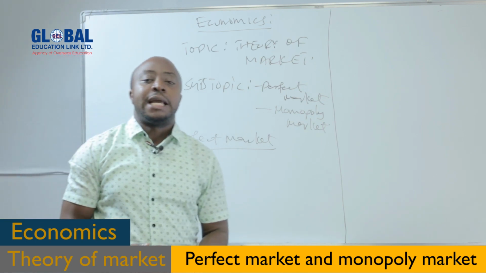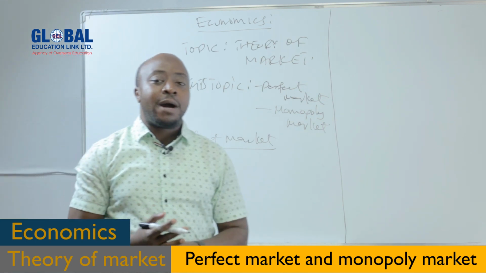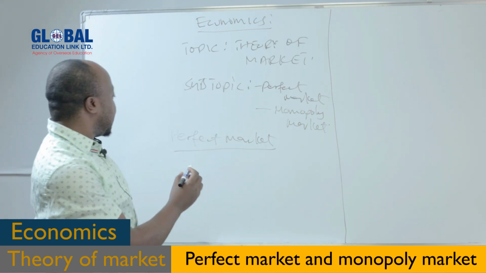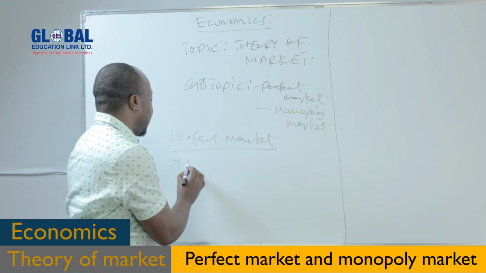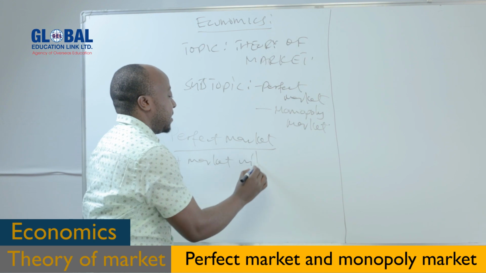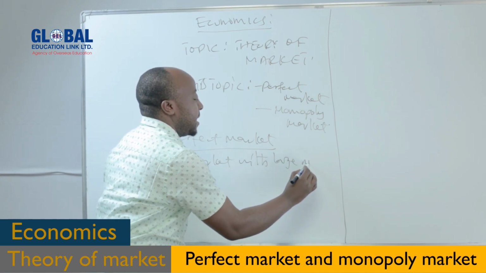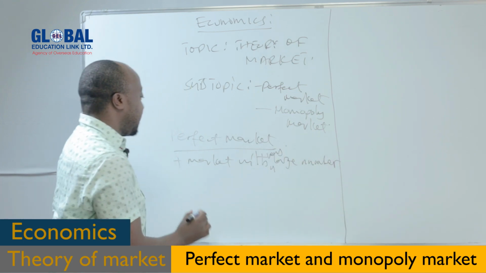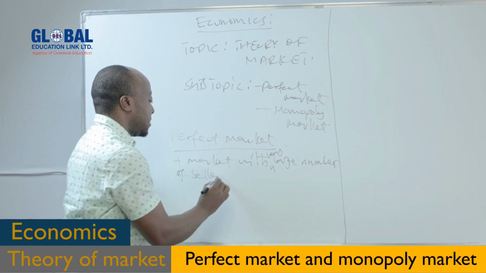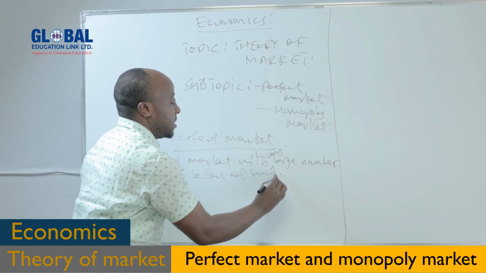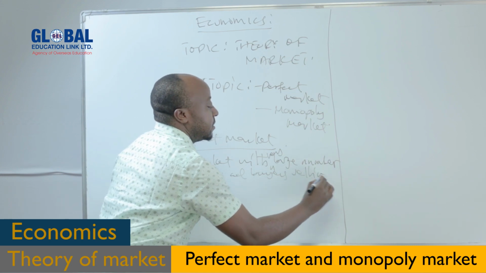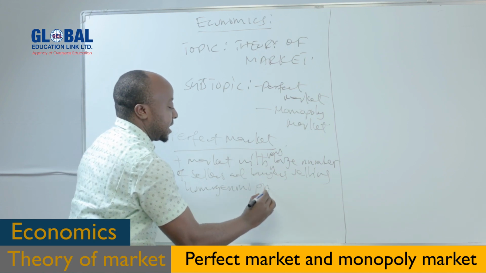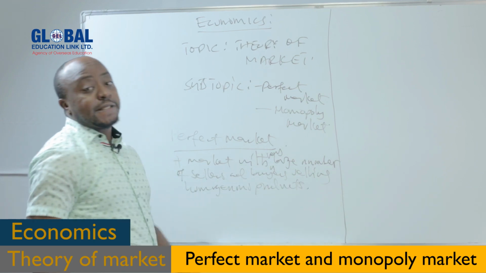Now for that case, recalling back from what we did in the class, when we speak of perfect market, a perfect market is a market structure with a very large number of sellers selling a homogeneous product. So we say it is a market structure with a very large number of sellers and buyers selling a homogeneous product. That is a perfect market.